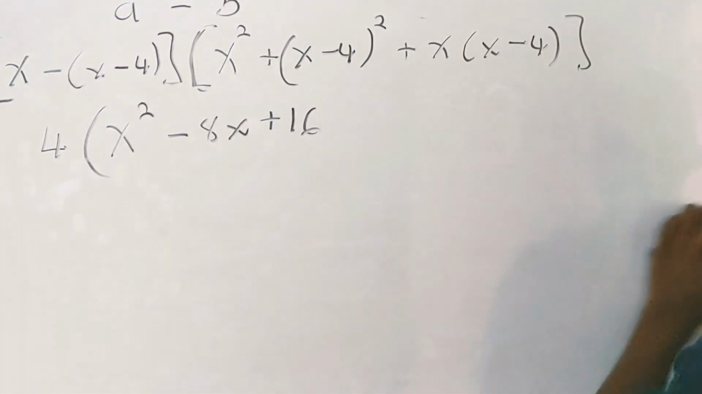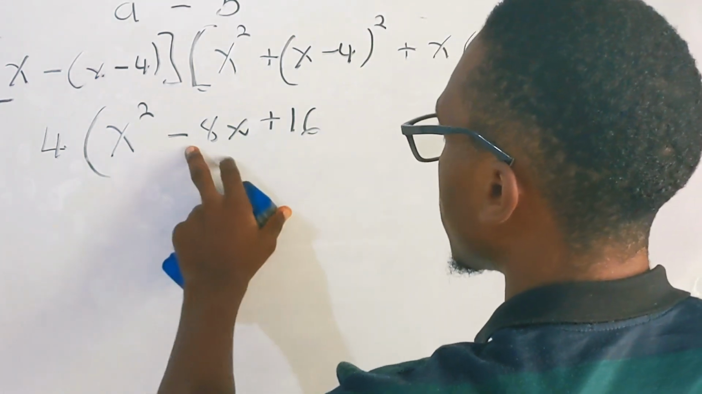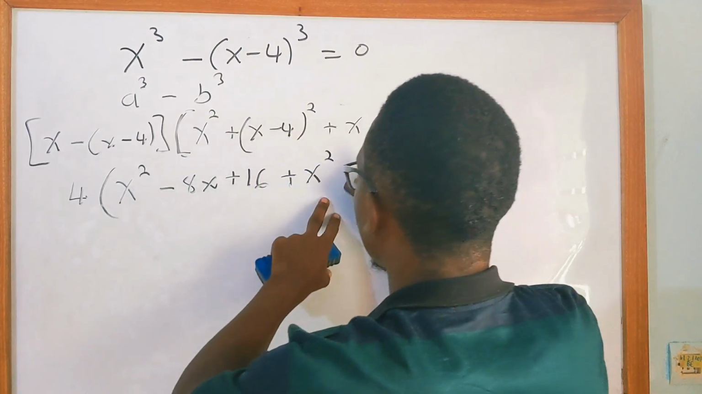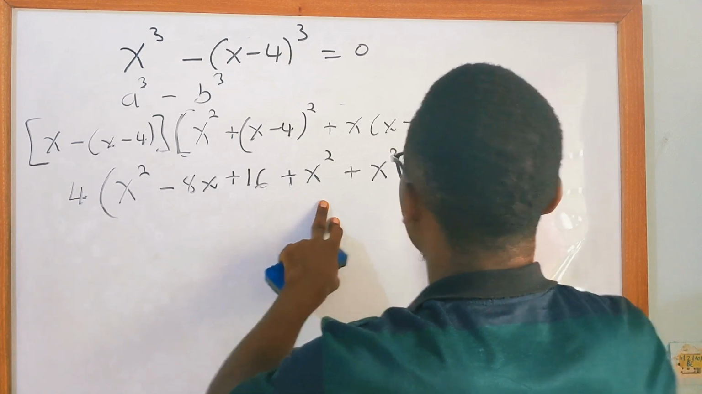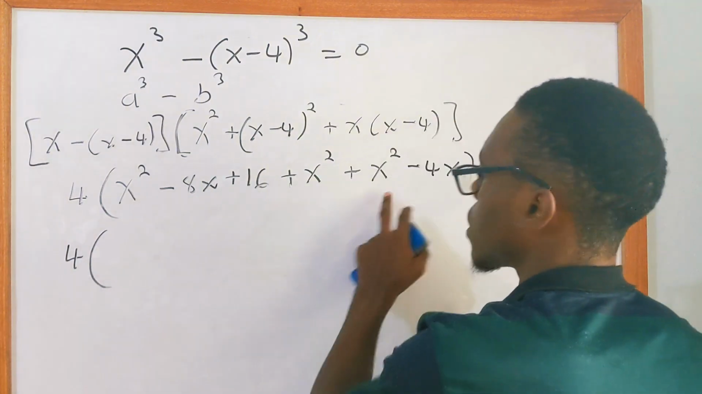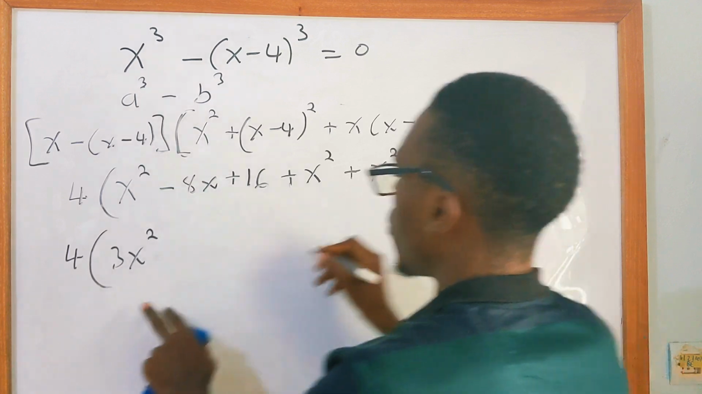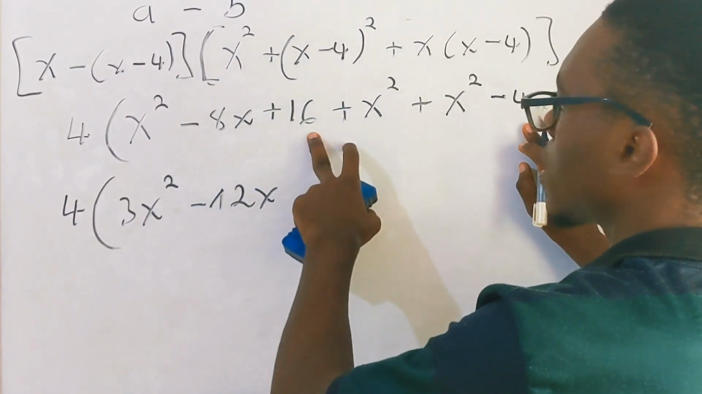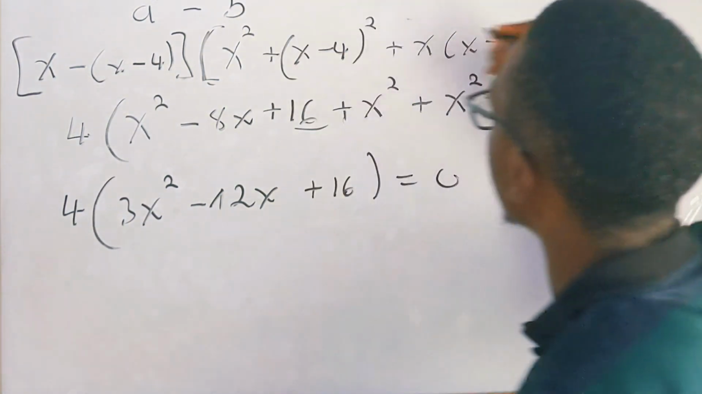Okay, and at this other level we are going to have what? That is x squared minus 8x plus 16. We keep this x squared. Okay, we are going to have what? Plus x squared minus what? 4x. Okay, we have x squared minus 4x. Let's move on to have 4 into what? We combine the x squared to get 3x squared. We have minus 8 minus this, that will be minus 12x. Okay, minus 8 minus 4, minus 12x. We have 16. There is only one 16 here. Plus 16. We don't forget it's equal to 0.